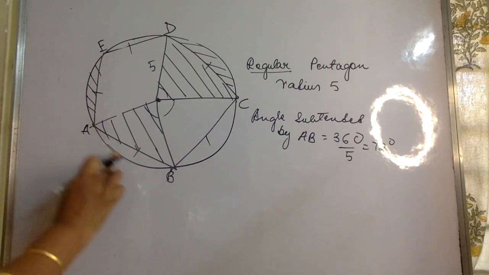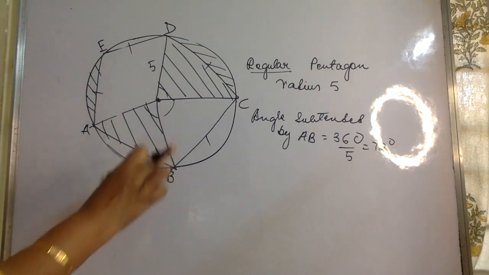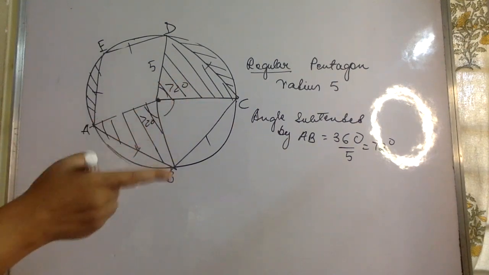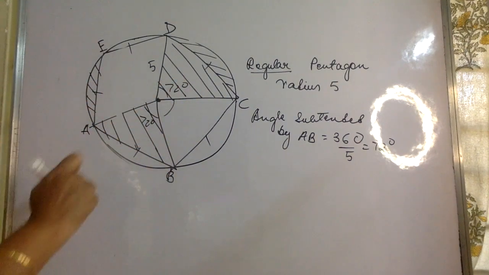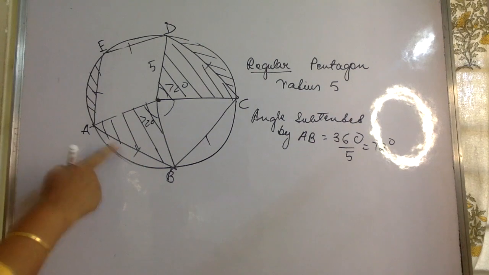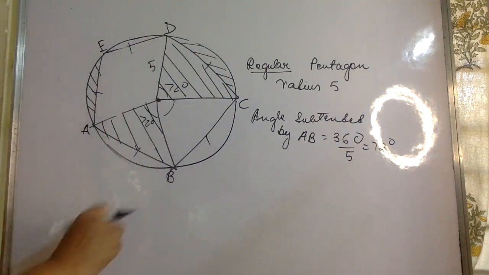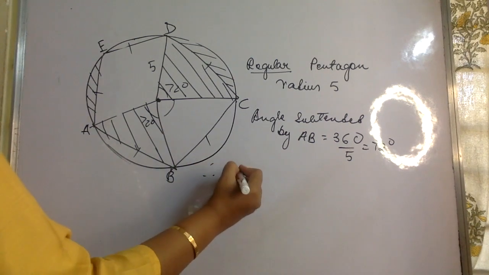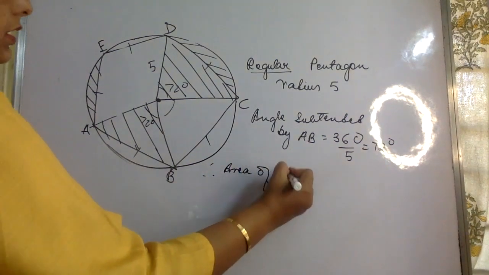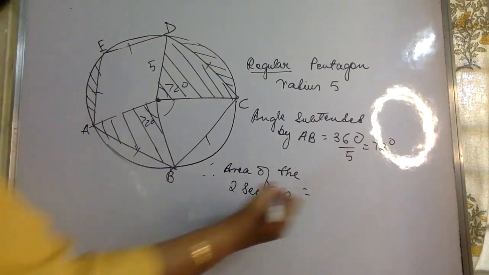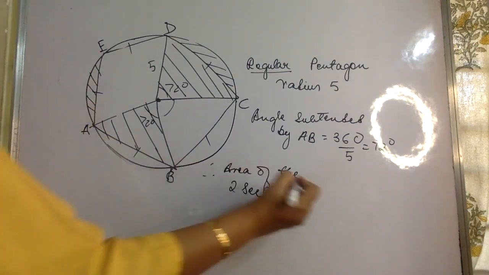Then it will be two sectors, and the two sectors together, 72 degrees and 72 degrees, make 144 degrees. So we'll just assume this to be here. So we get two complete sectors. This is one sector already, this is another sector. Therefore, we need the area of the two sectors altogether only. We are not going to do it twice.